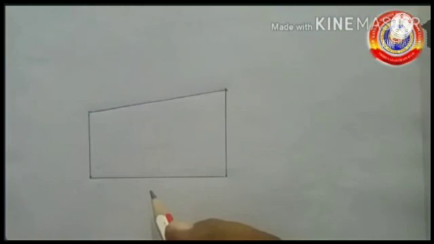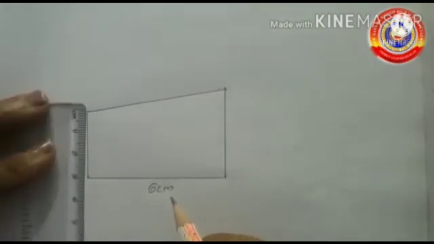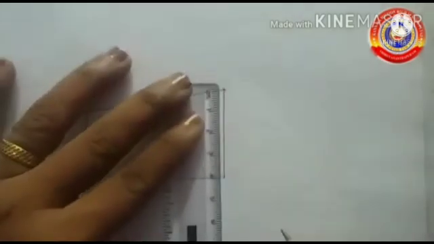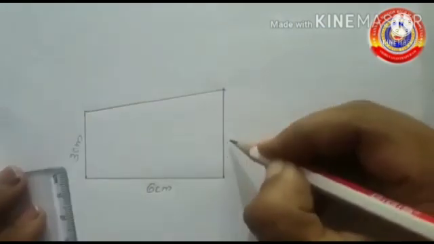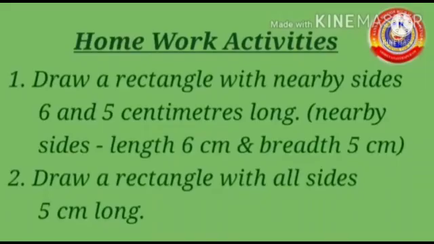Let's write the measures of this quadrilateral. We know that the bottom length of this quadrilateral is 6 cm. Length of left upright line is 3 centimeter. Length of right upright line is 4 centimeter. Students, did you understand this?